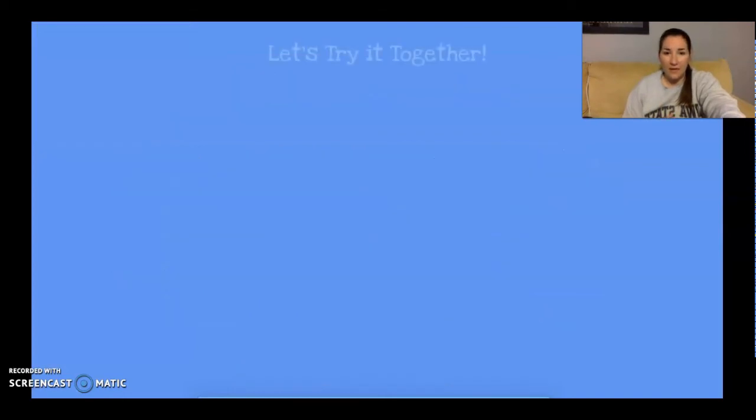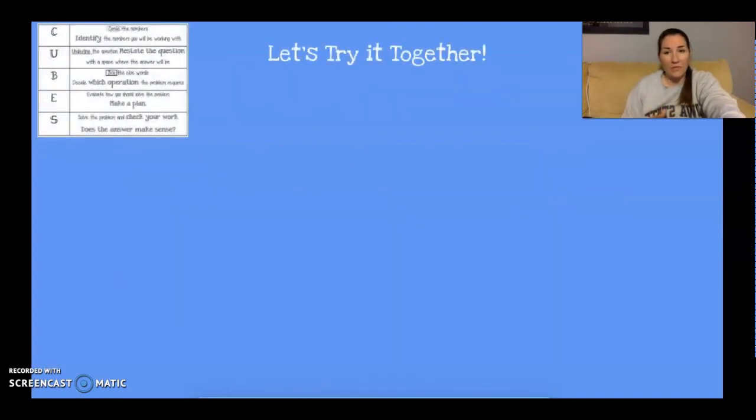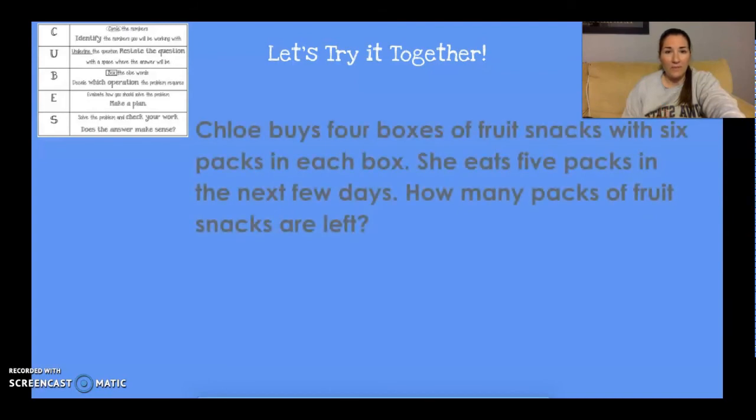Let's do another one together. Again, that CUBES strategy is up there so that we can refer to it. Chloe buys 4 boxes of fruit snacks with 6 packs in each box. She eats 5 packs in the next few days. How many packs of fruit snacks are left? So let's think through that. Circling the numbers. What do you think the numbers might be? This one's kind of tricky because we spelled out the numbers instead of putting the numbers in. But we have 4, 6, and 5.